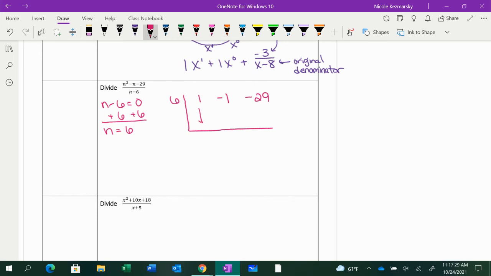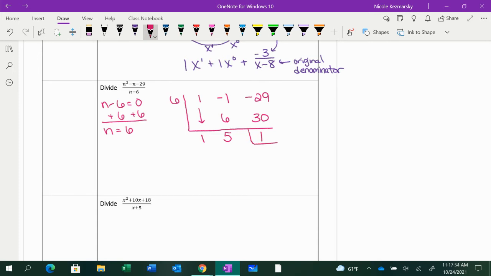I drop down the first 1. So that's going to be 1 times 6, which is 6. The 6 goes in the next column. Then I add, negative 1 plus 6 is 5. Then I multiply 5 times 6, which is 30. That goes in the last column. And then I add, negative 29 plus 30 is 1.